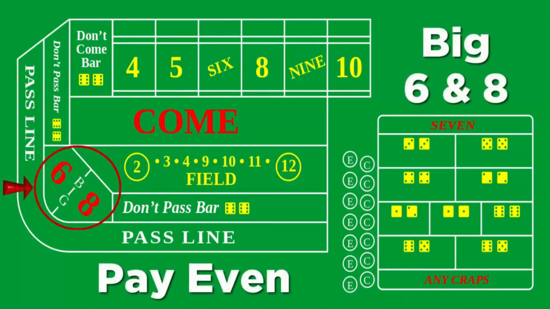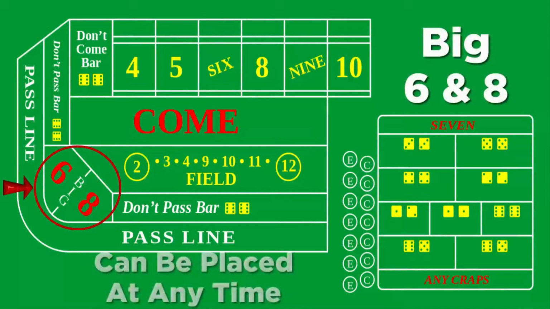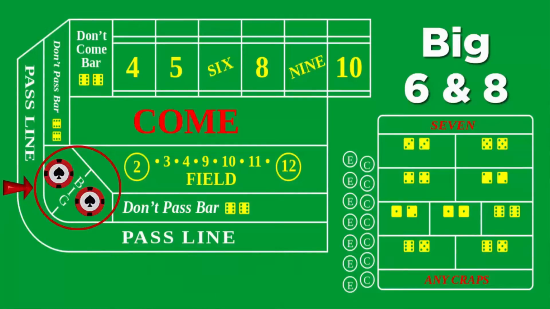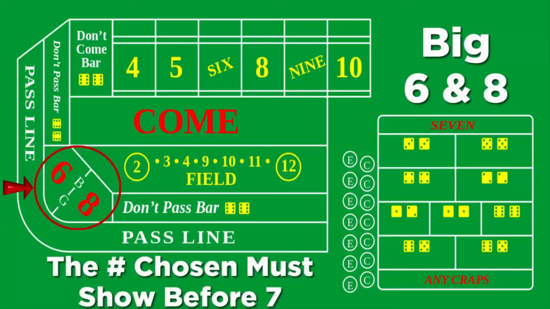Big 6 and Big 8 bets pay even money. These can be placed at any time, either on the 6, the 8, or both. For the player to win, the number chosen must show up before the 7 does.